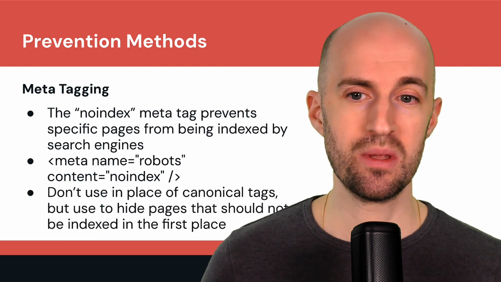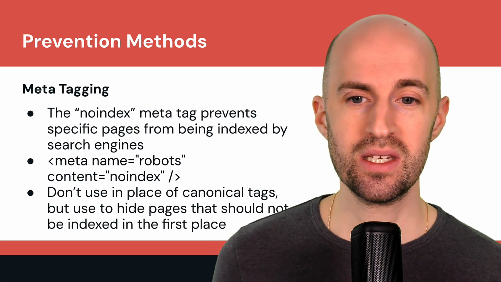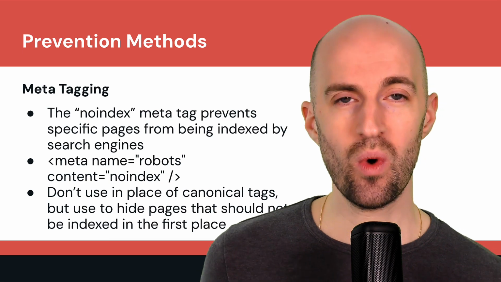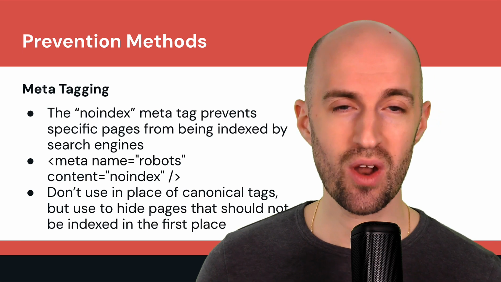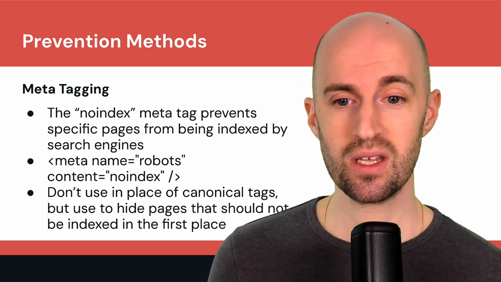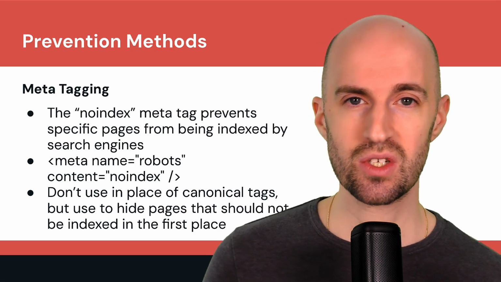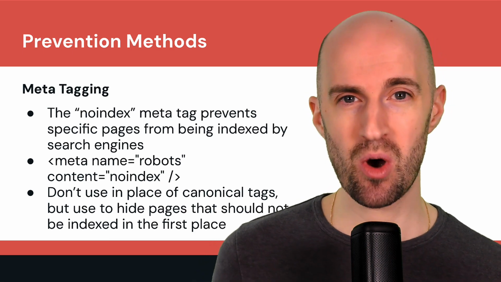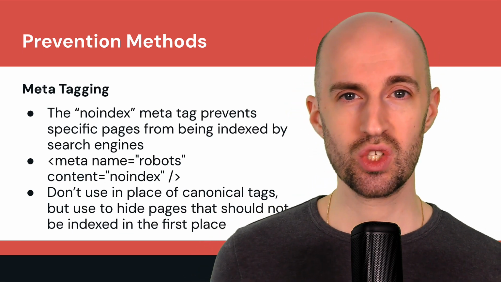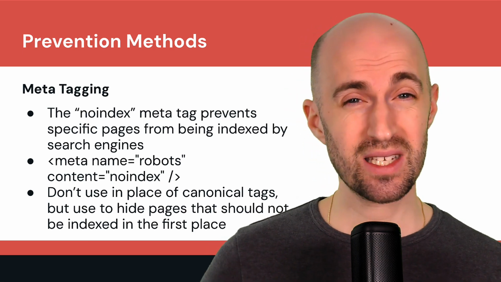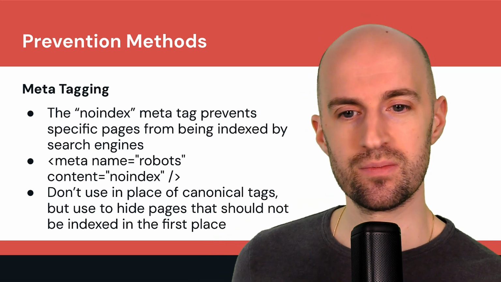Please don't use the meta tags in place of canonical tags, because this is more for pages that you don't want in search engines rather than taking care of duplicates. If there are duplicates, please use canonical tags to do that. The noindex meta tag is best used for, let's say, marketing pages that you don't necessarily want on the search engines, or a private page that's still accessible publicly but isn't listed in the search engines.